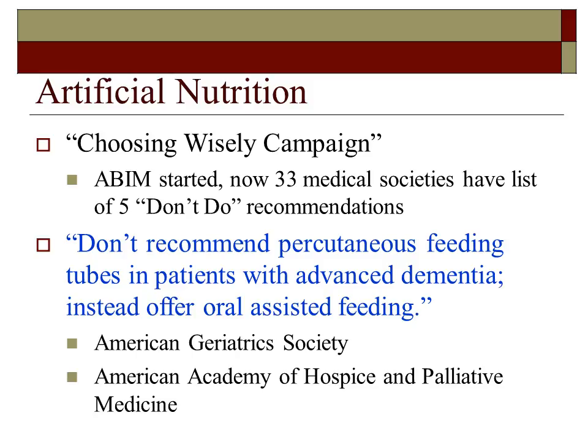And the Consumer Reports organization has taken up the charge to try and disseminate these kinds of things in a friendly manner to lay people, whereas the Choosing Wisely campaign from the ABIM is more oriented to medical providers. But the only recommendation I know of that is on more than 2 lists, and now a third one has been added, is this: the American Geriatrics Society, the American Academy of Hospice and Palliative Medicine, and the American Medical Directors Association all include in their lists, don't recommend percutaneous feeding tubes in patients with advanced dementia. Instead, offer oral assisted feeding.